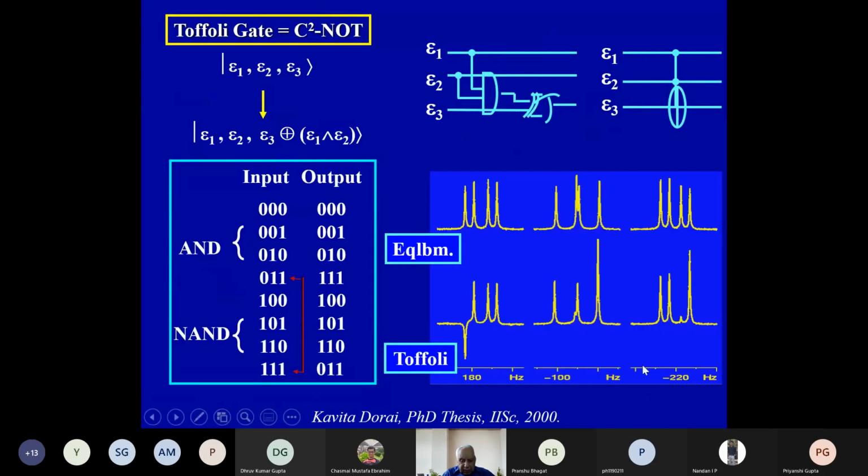And this is an experiment in which Toffoli gate basically inverts one transition. Control, not this one. Oh, sorry.